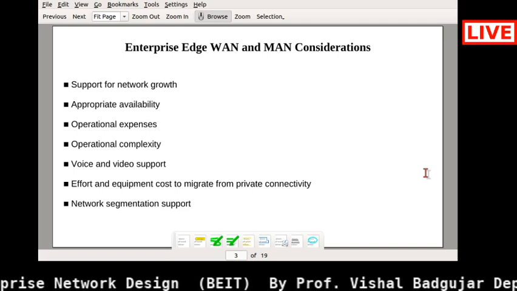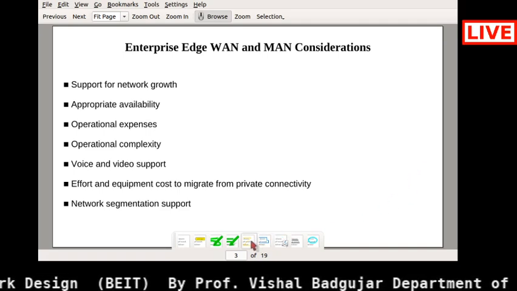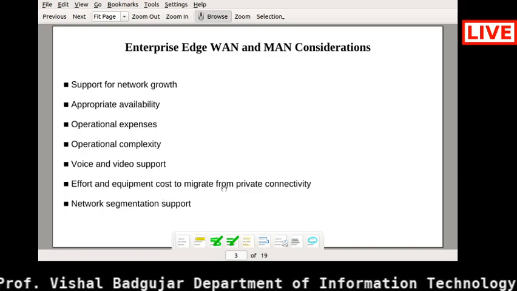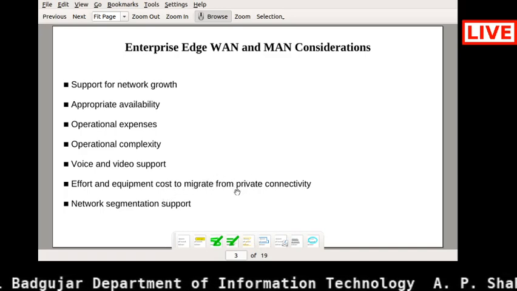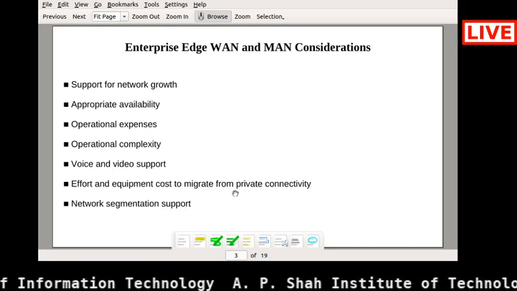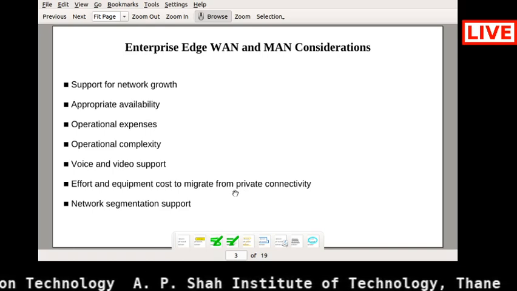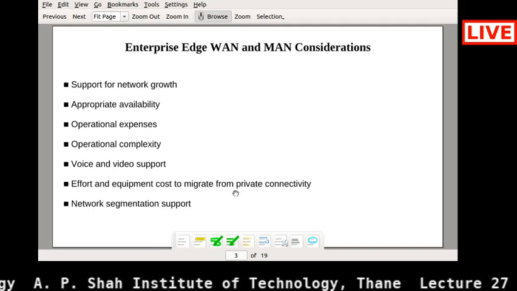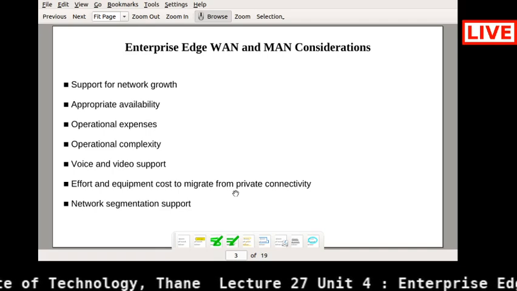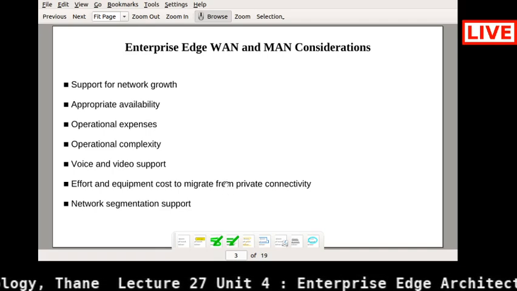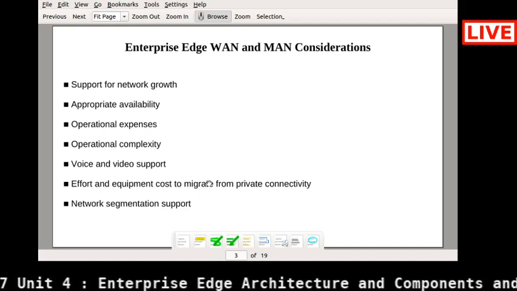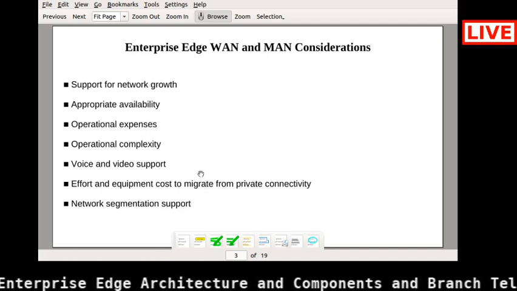Then the next one is the effort and equipment cost to migrate the private connectivity. We already discussed the migration between enterprises, for example from private connectivity to public or public to private, or some other connectivity. It is very important to evaluate all the short term and long term costs and the benefits of this migration.